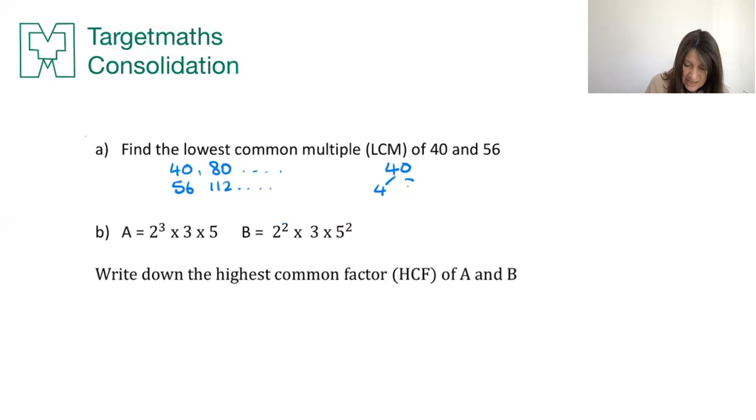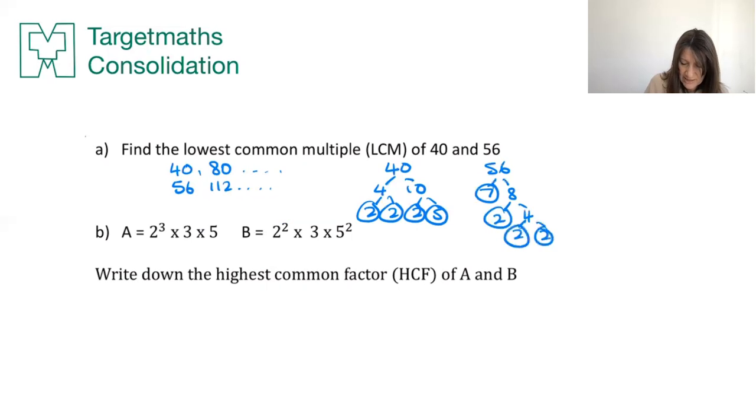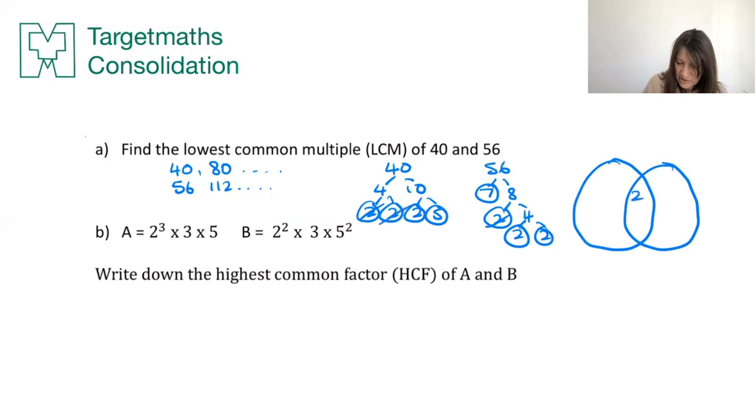So 40 is 4 and 10, 2 and 2, 2 and 5. And then we've got 56, which is 7 and 8. And then you've got your 2 and 4 and 2 and 2. So that doesn't take too much to do. Then that 2 matches with that 2, that 2 matches with that 2, that 2 matches with that 2. I've got a 5 and a 7. So I'm going to be doing 2 times 2 times 2 times 5 times 7.